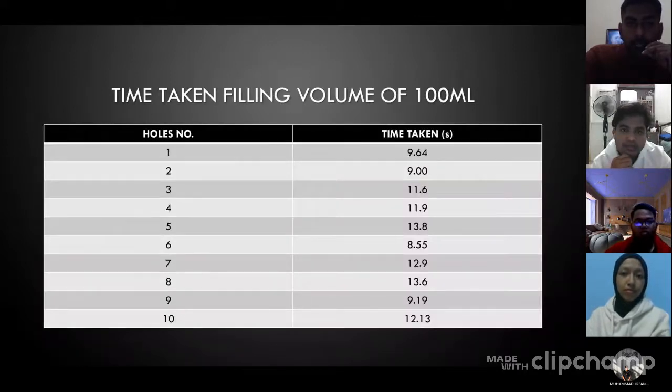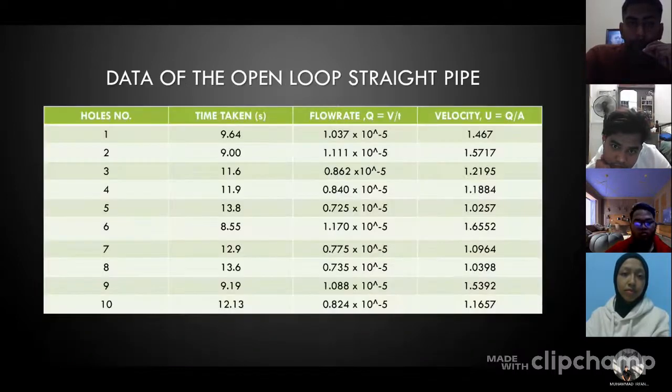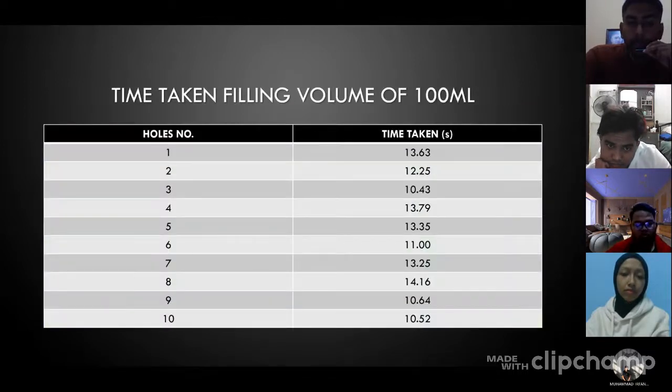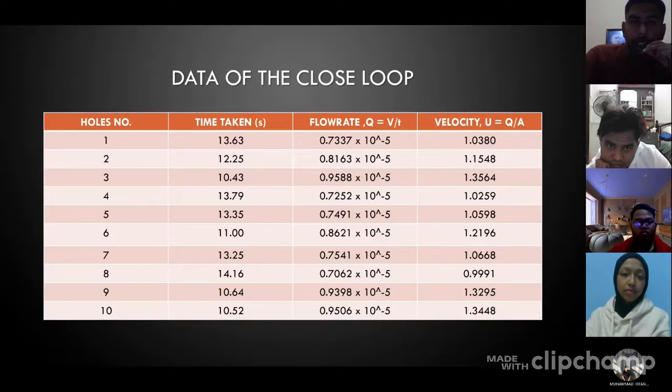This is the data for time taken filling volume of 100 ml for each hole, which is 1 to 10. Next slide, please. And this is the data of the open loop straight pipe for the first hole to the tenth hole, and time taken filling for volume of 100 ml. Next slide. And this is the data of the closed loop. Next slide, please.